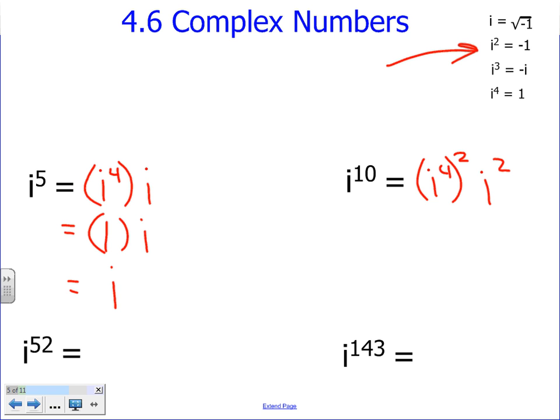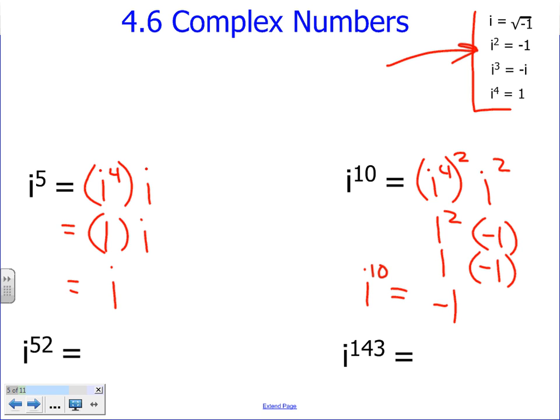So looking over here, all I did was break it into groups of 4 and see what I have left over. So I to the fourth, that's 1 squared, which obviously is just 1. I squared is negative 1. And then 1 times negative 1 is simply just negative 1. So I to the 10th is simply negative 1. So that's how we want to break that down. Put them in groups of 4, look at the remainder, and then simplify. And most of our answers are going to end up in one of those 4 formats.